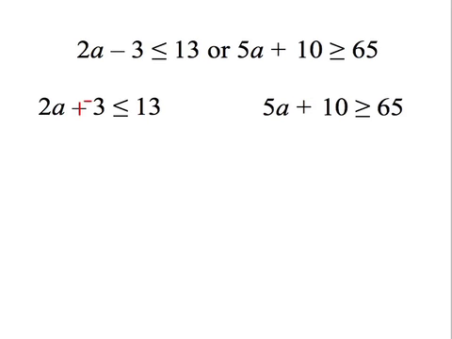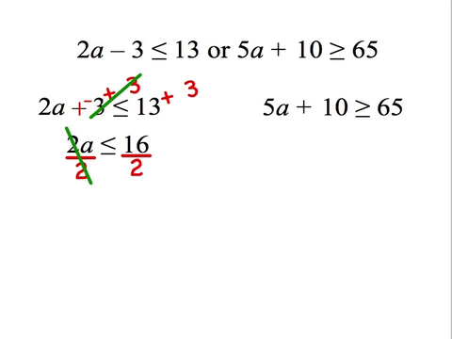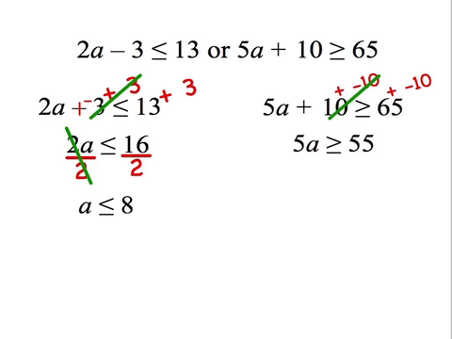We apply the definition of subtraction on the one on the left. We add 3 to both sides, and then we divide both sides by 2. And we get that A is less than or equal to 8. On the other side, we add negative 10 to both sides. Then we divide both sides by 5, and we get that A is greater than or equal to 11.